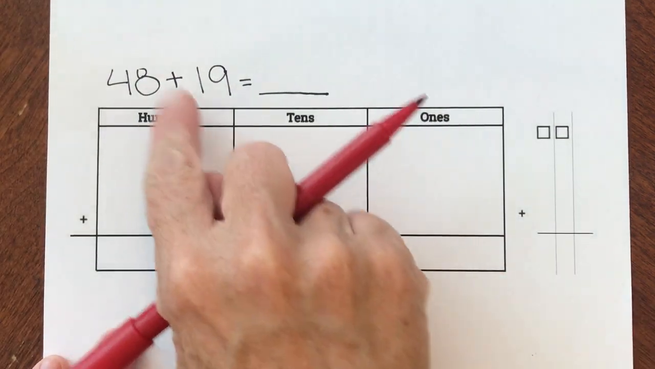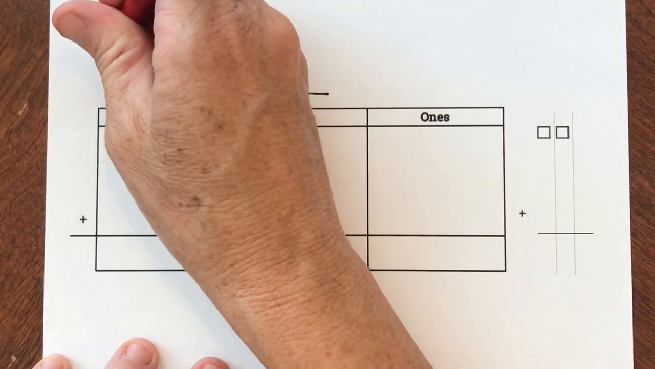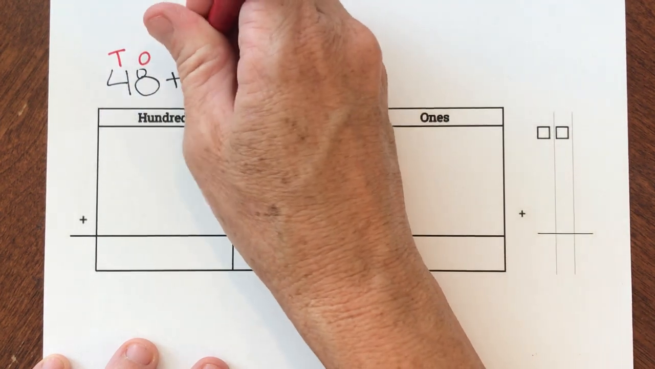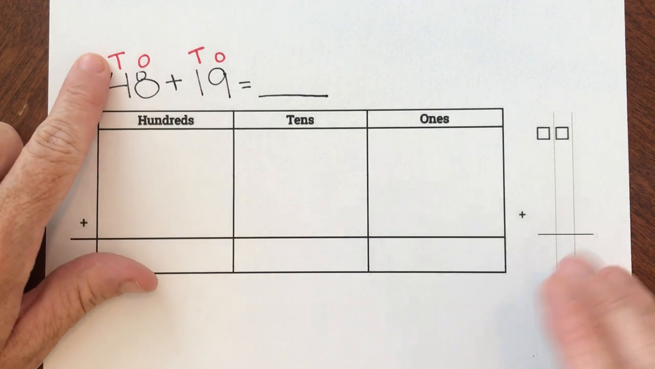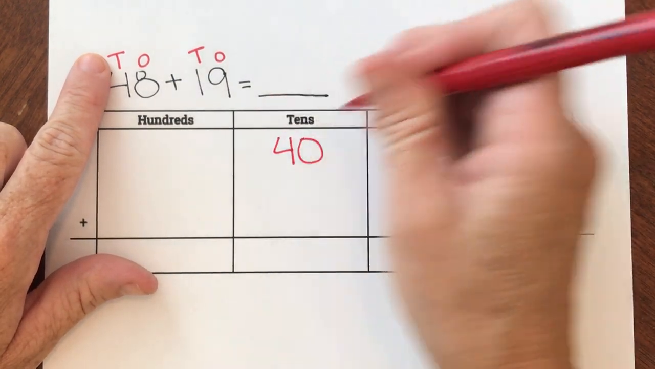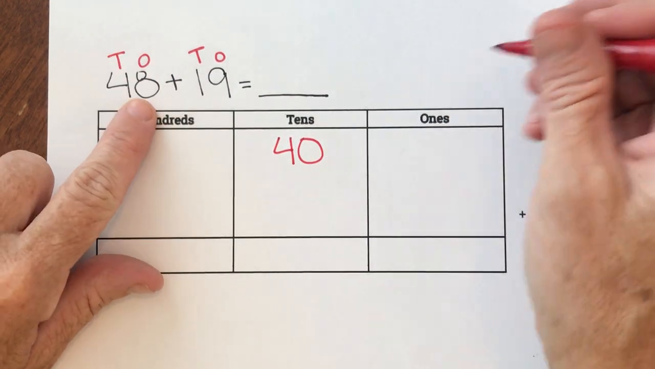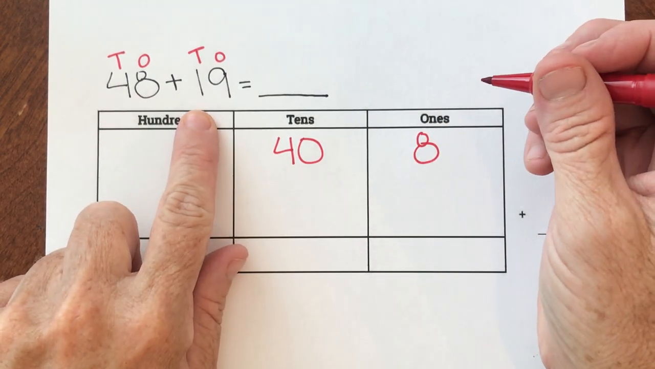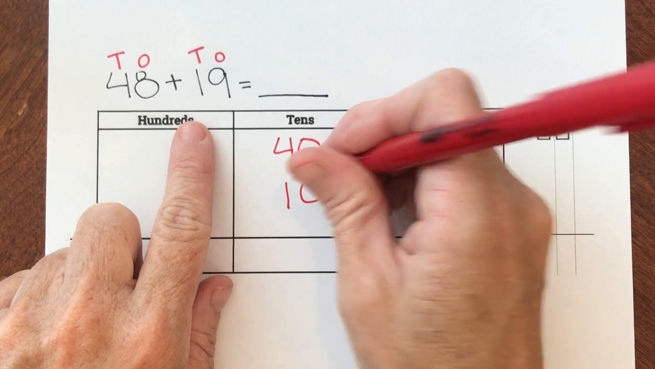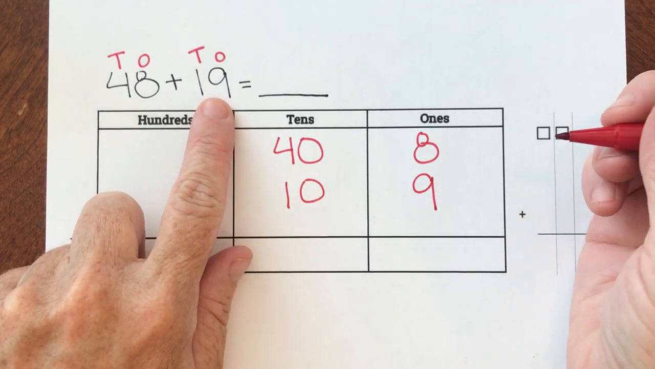I have 48 plus 19. So I have ones and tens, ones and tens. Okay, so my first add-in, I have 4 tens. 4 tens is worth 40, and I have 8 ones. 8 ones is just 8. My second add-in, I have 1 ten, which is 10, and 9 ones.